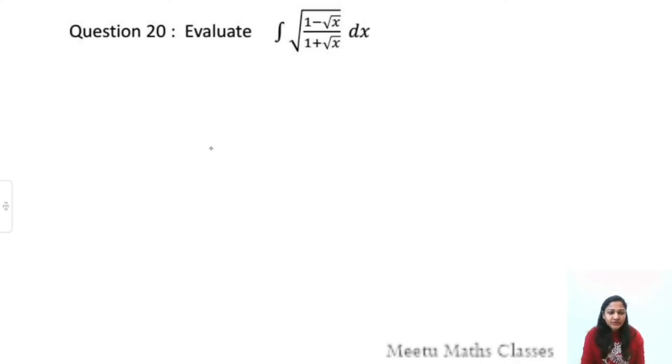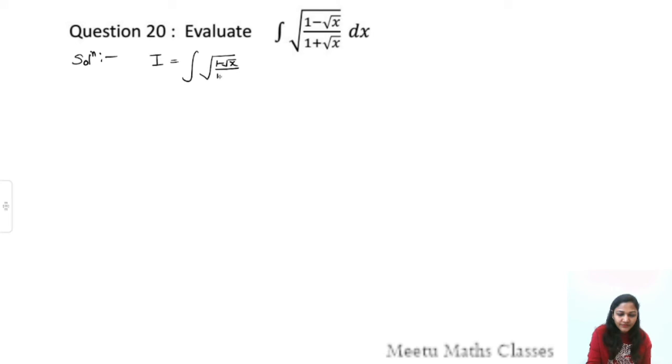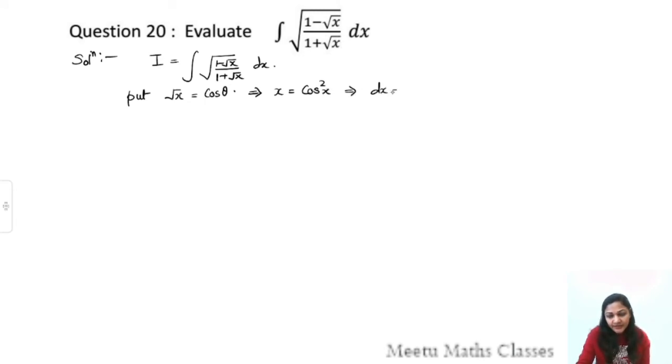Now your next question is question number 20 from miscellaneous exercise, that is evaluate the integral square root of (1 minus root x) upon (1 plus root x) dx. Now to solve this integral, here we know the formula for 1 minus cos 2 theta and 1 plus cos 2 theta, so we can make a substitution. We can put root x as cos theta. So our x will become cos square theta, and after differentiating we can replace dx by 2 cos theta, and the derivative of cos theta is minus sin theta d theta.